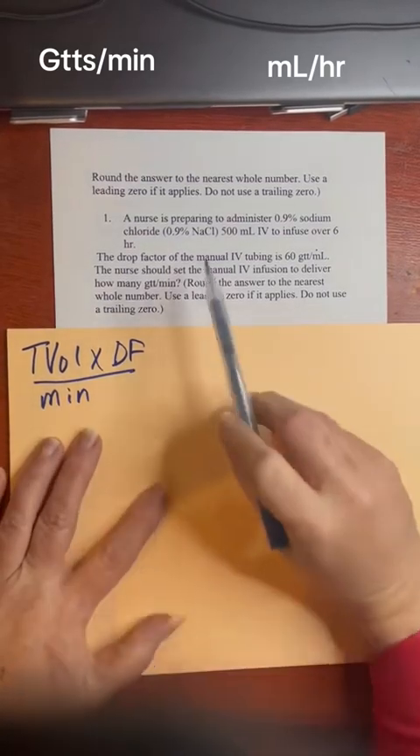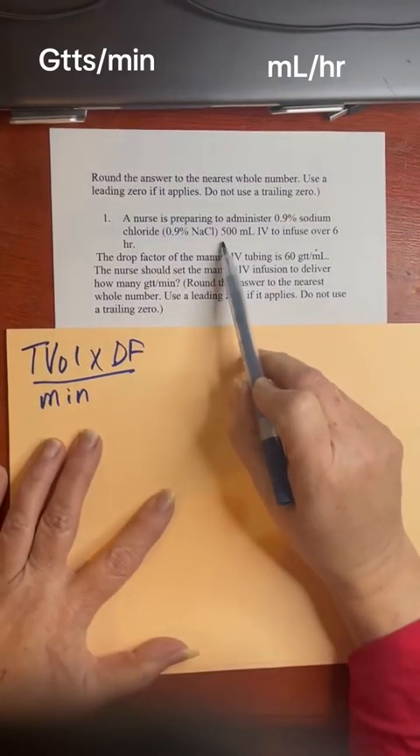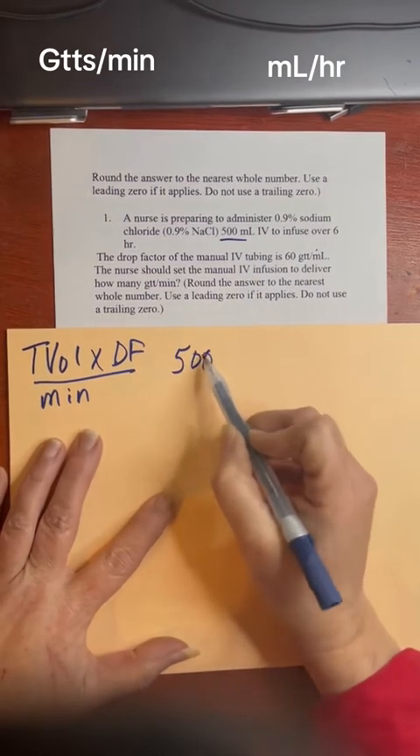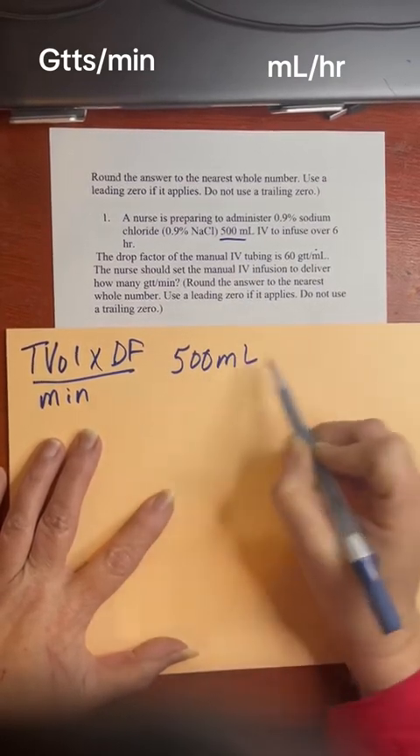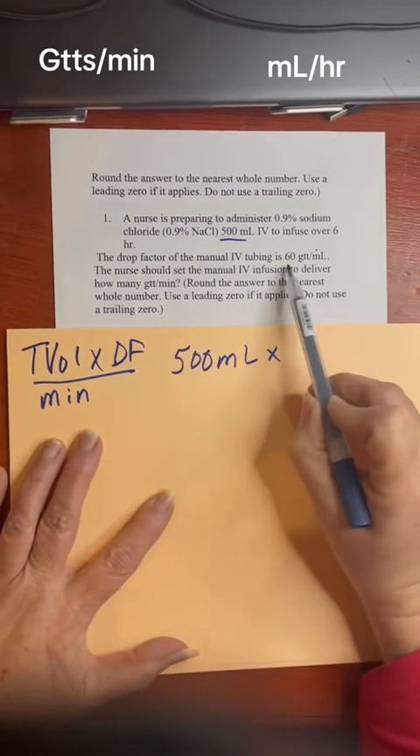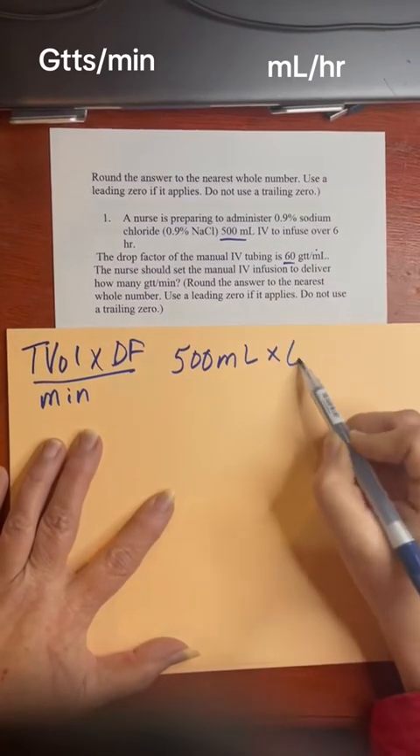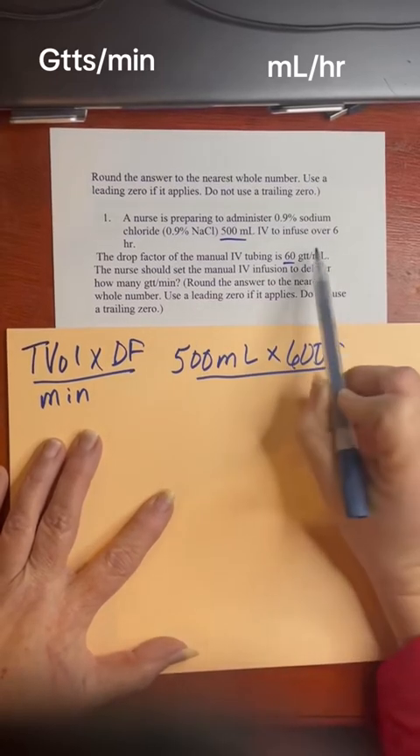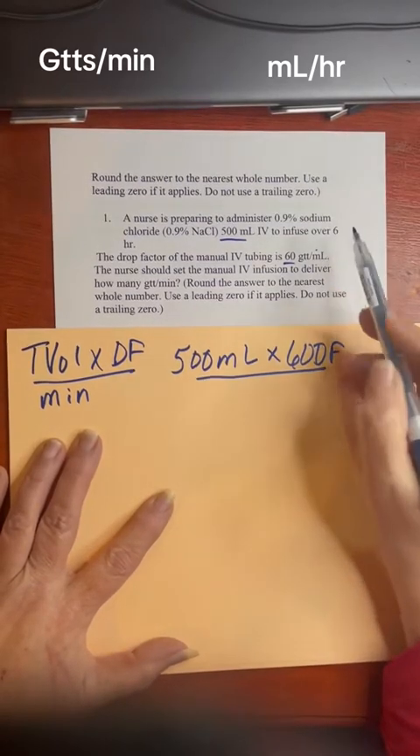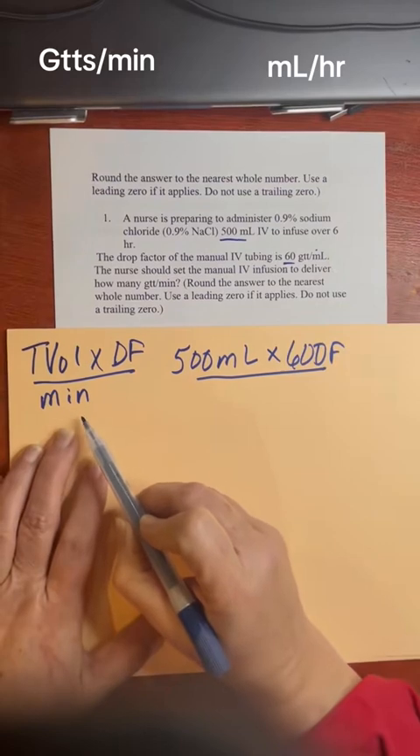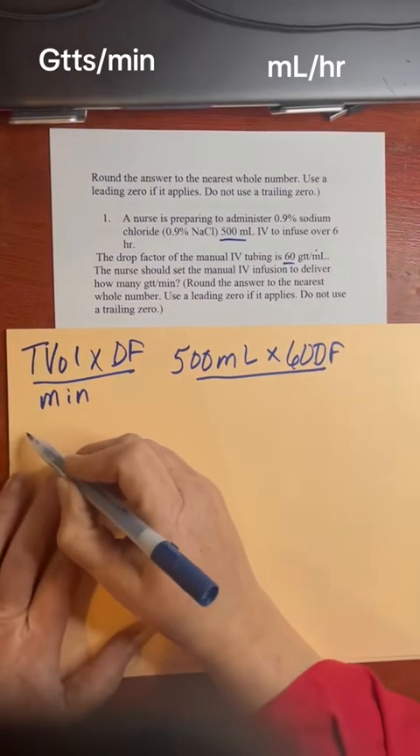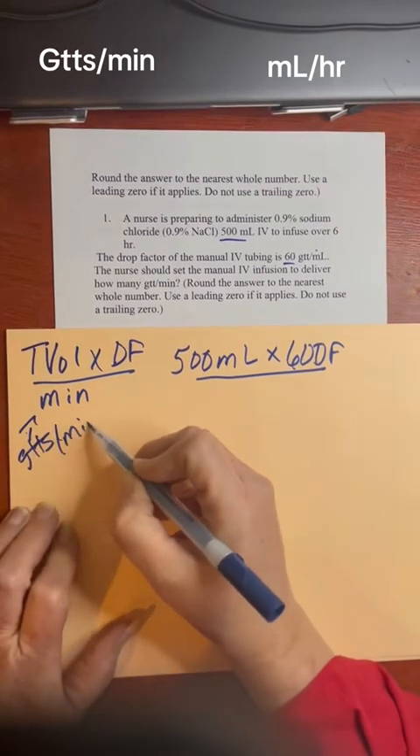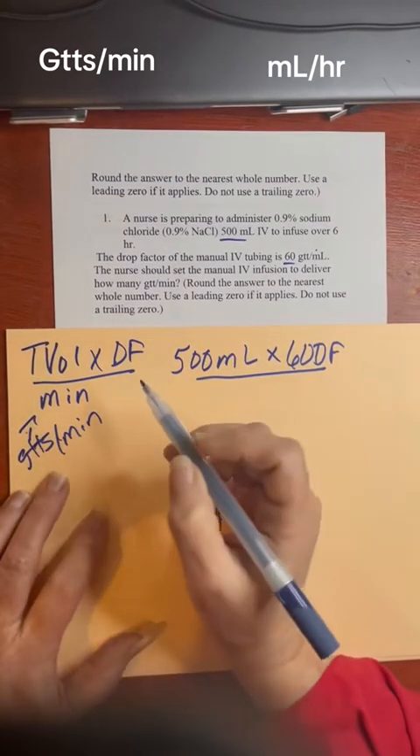Okay? So your total volume in this problem is 500 milliliters. And the drop factor, right here, they said it was 60. A 60 drop factor. And it's got to go in over 6 hours. But your time has to be in minutes for drops per minute. Okay? Burn that into your frontal lobe.